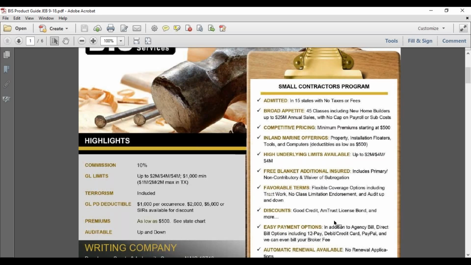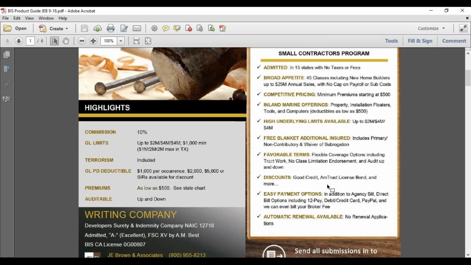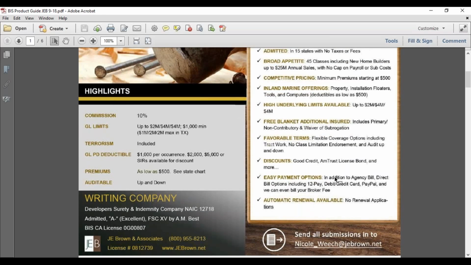One of the updates that we are doing is to have a mail-in survey. We audit up and down. The audits are done by mail, and if you're overestimated, we do give money back. We can also add the inland marine to your GL product. We have the blanket AI for ongoing primary and waiver added on every policy. We have lots of discounts available and many payment options, depending on how J.